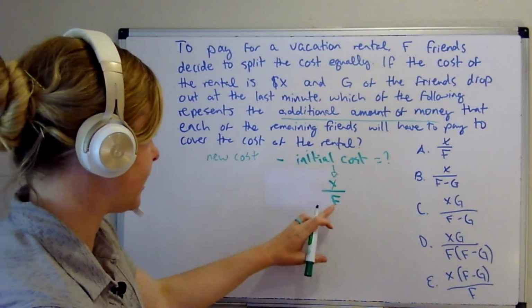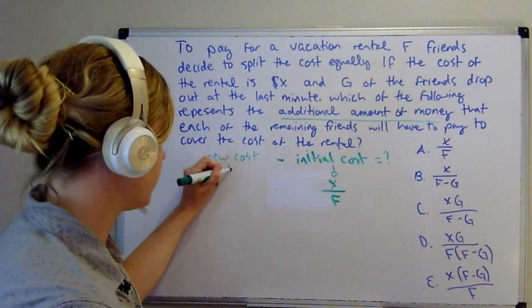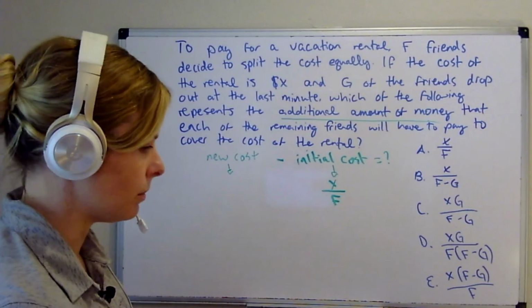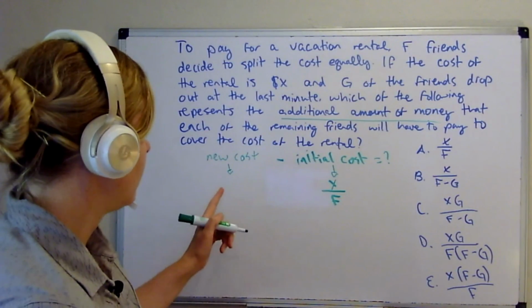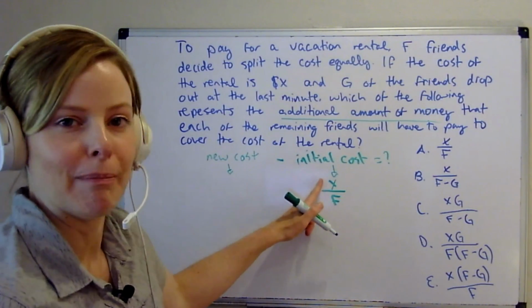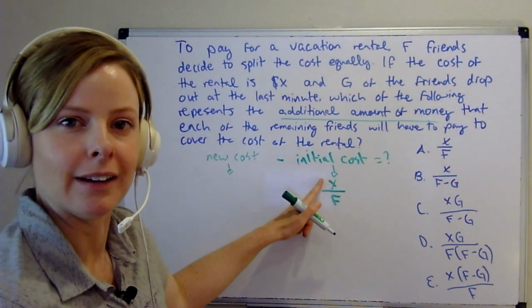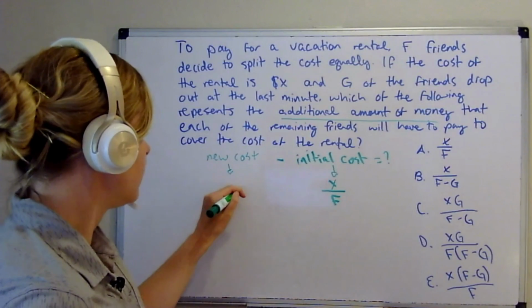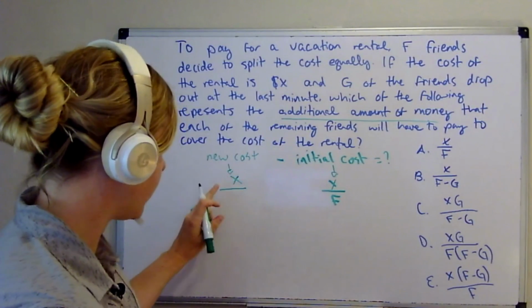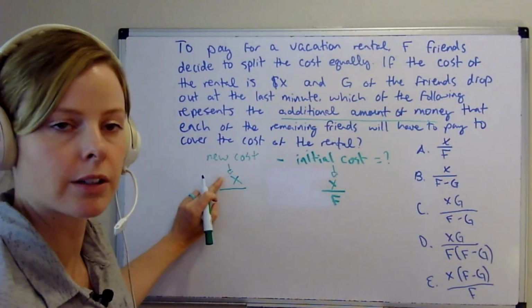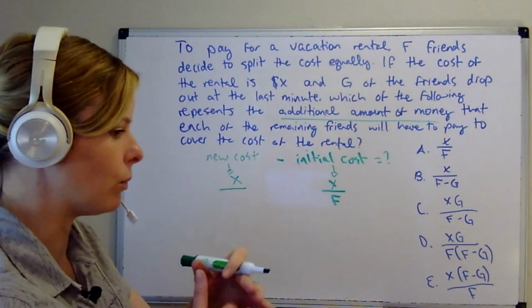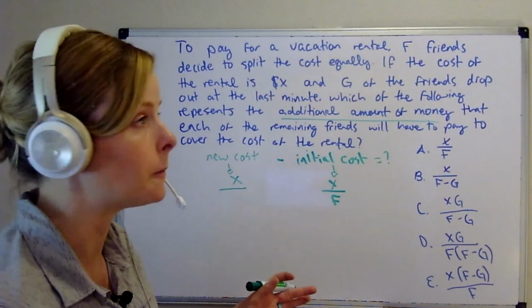Unfortunately, this is not how it worked out. The cost went up. So let's talk about this new cost that people have to pay now that those other friends dropped out. Well, the total amount of money is still going to be the same, right? They're not going to drop the price of the rental just because fewer people are going. So we are still left on the hook to pay for X total dollars. But how many people are going to have to pay for that, right? How many times are we splitting this bill?